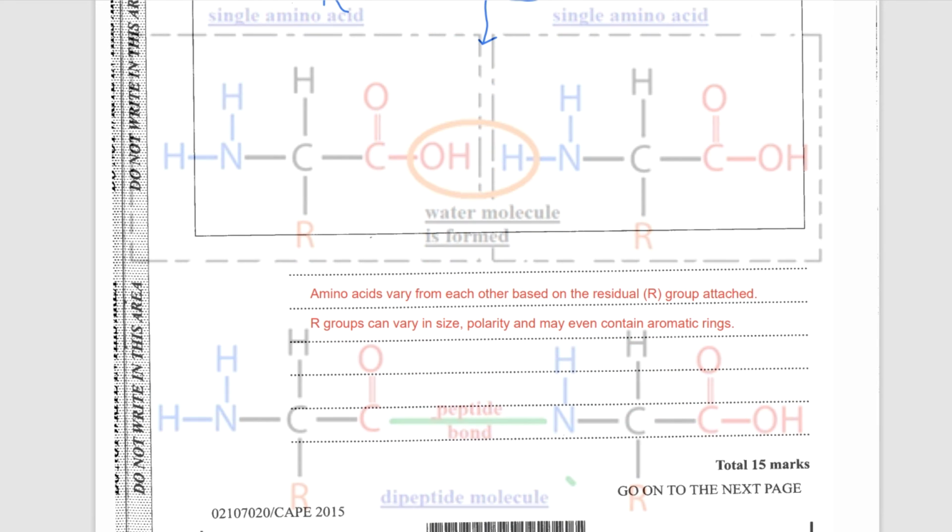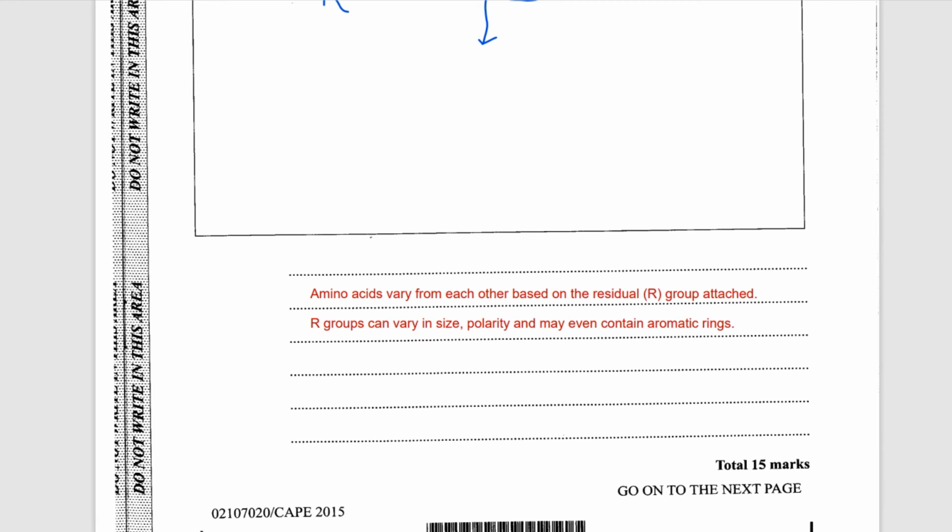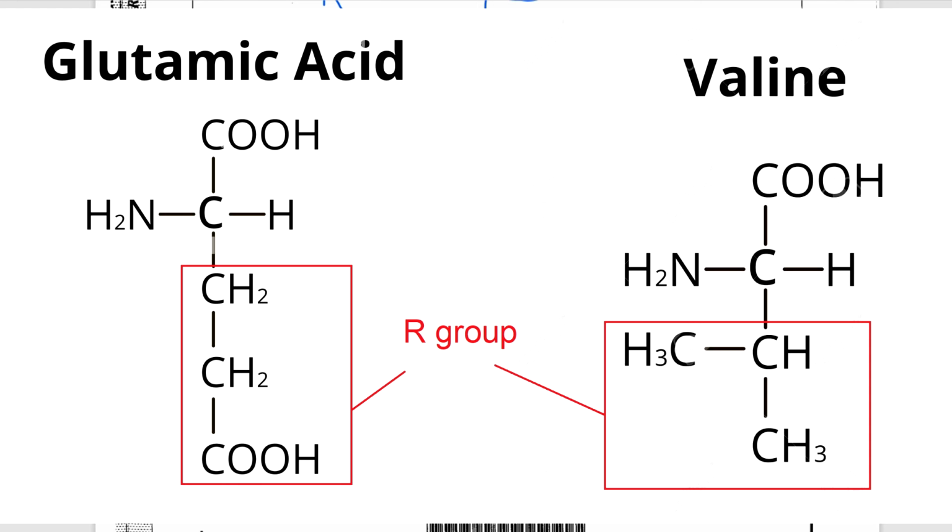Now, to answer the question, what basically makes amino acids different from each other are these R groups, which are called residual groups. So amino acids vary from each other based on the R group attached, and these R groups can vary in size, polarity. Some of them are neutral, some of them contain aromatic rings. They have all different types of bonds. And that's how you get all these different types of amino acids. This is what would separate, if you use the sickle cell anemia example, the GLU from the VAL amino acid.